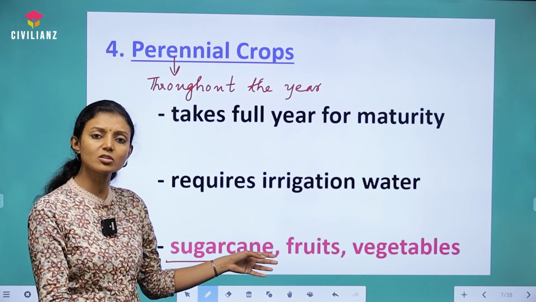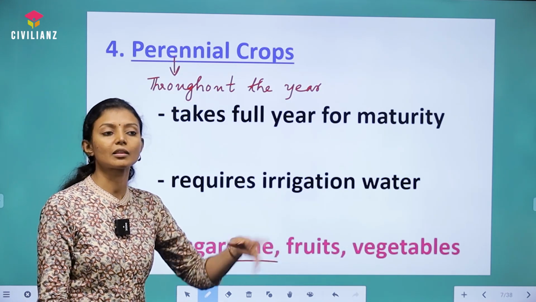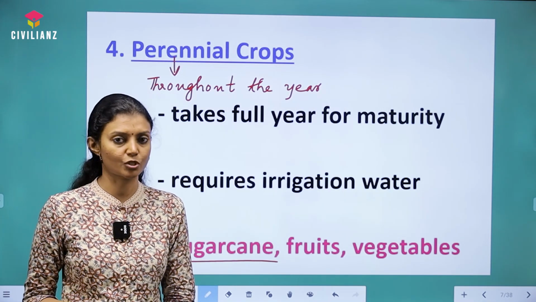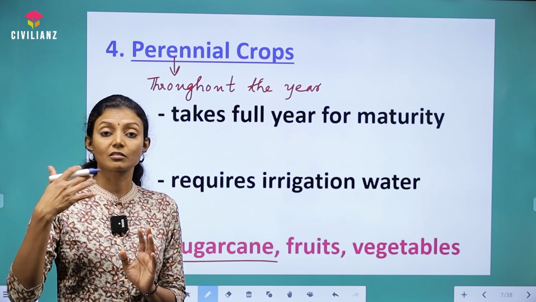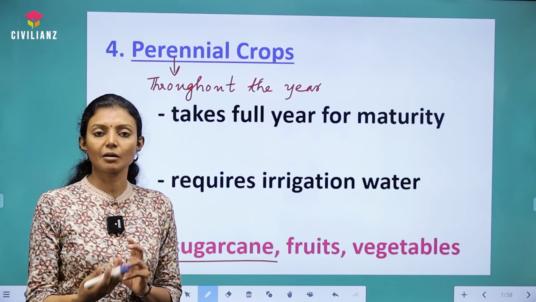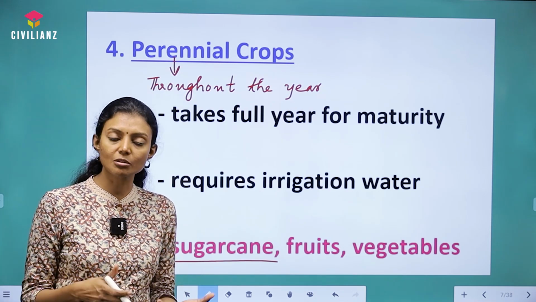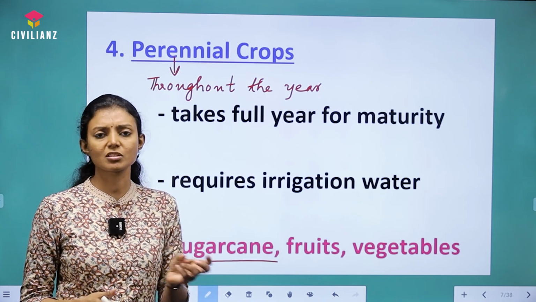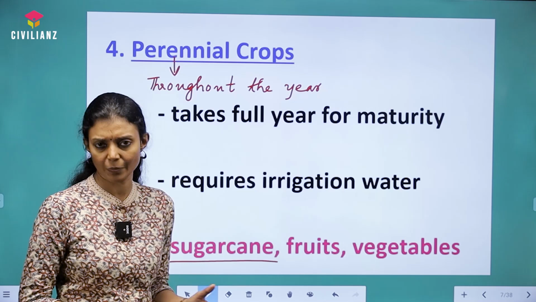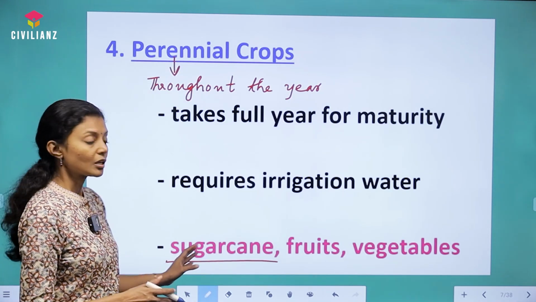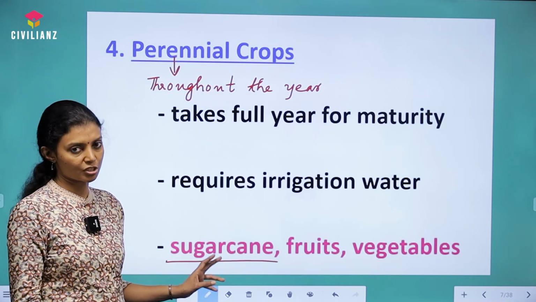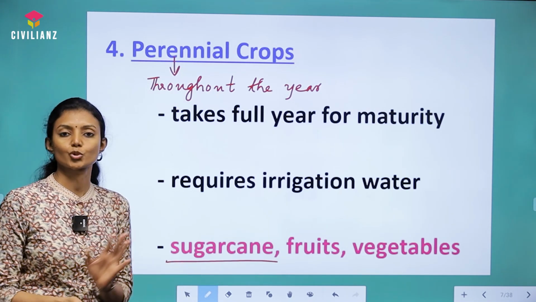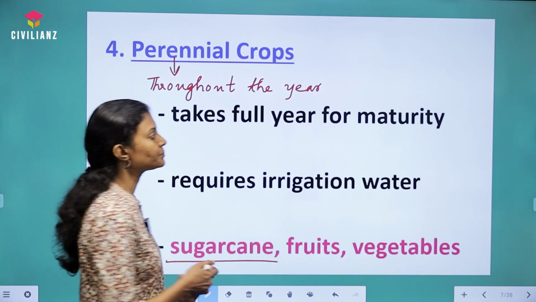And certain fruits and vegetables also come under the perennial category. When I say certain fruits and vegetables, there are many exceptions. Some fruits may take 3 or 5 years to harvest. Some may take 2 years, and some vegetables may take less than a year. They may be harvested in a 6 months period or a 4 months period. So there are exceptions, but you can say certain fruits and vegetables come under perennial crop, but the major perennial crop is sugarcane. Okay, hope I am clear.